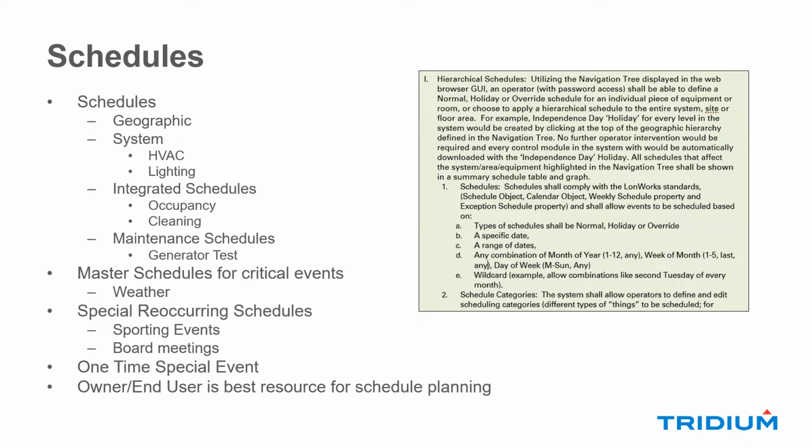It could be a very severe weather event like we just saw, where we basically have to go into a weather mode where we make sure everything's shut off in the right mode and safe, because we might have some flooding. The other things are special reoccurring schedules like sporting events and board meetings, and then one-time events that just might be something crucial. So the owner and the end user need to talk about these prior to design and make sure they get into the system.